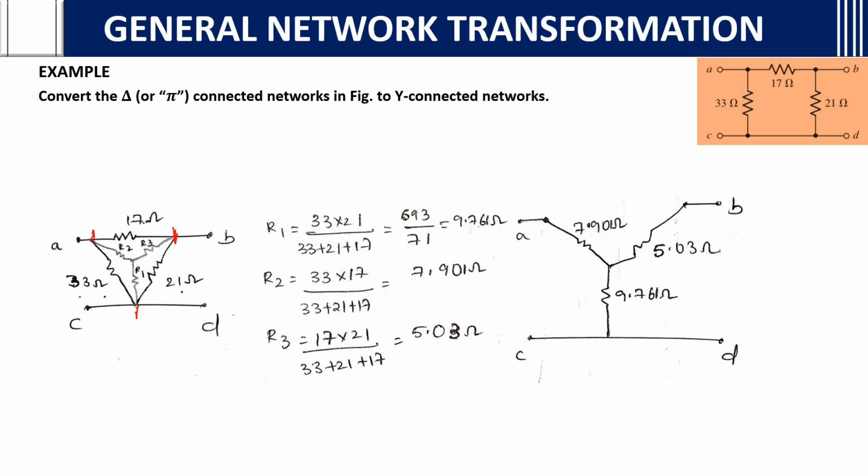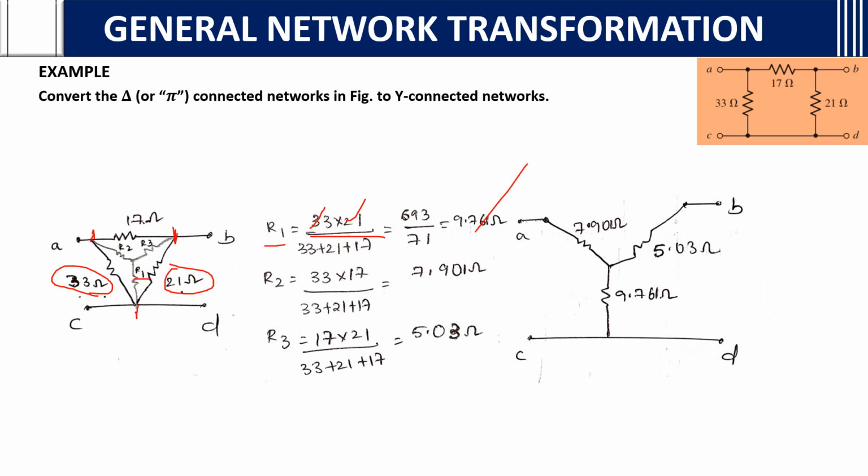First, if you want to calculate R1, what we need to do? R1's adjacent resistances are this 21 and 33. So you will take the product, 33 into 21. After taking the product, what we need to do? We need to add the resistances, 33 plus 21 plus 17, the sum of all the resistances. You will get the R1 value.